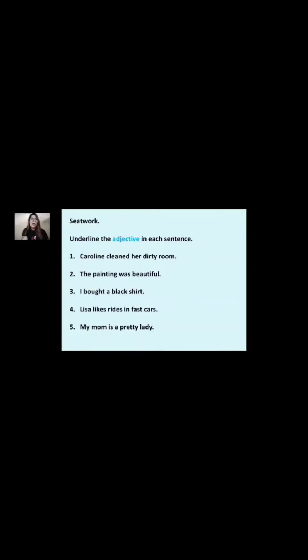Number 1, Caroline cleaned her dirty room. 2, the painting was beautiful. 3, I bought a black shirt. 4, Lisa likes rides in fast cars. 5, my mom is a pretty lady. So I'll give you 10 minutes to answer this activity.